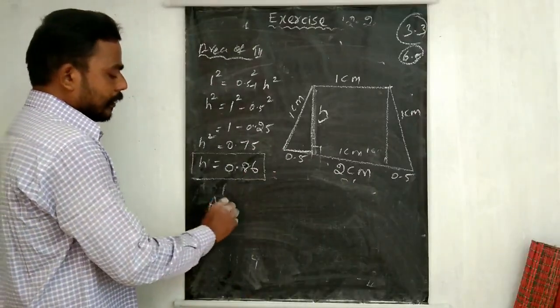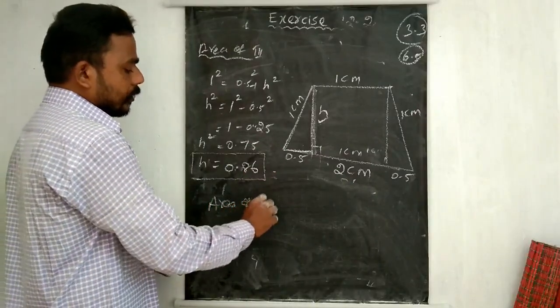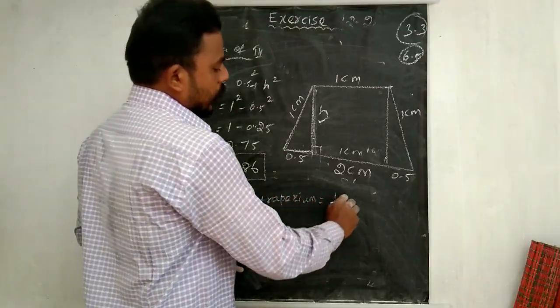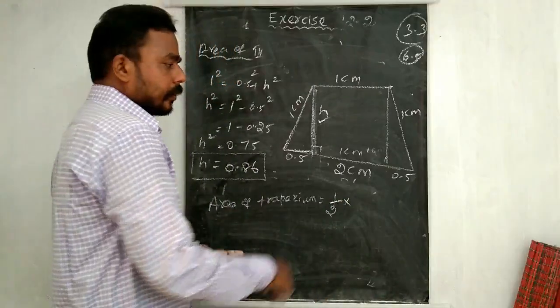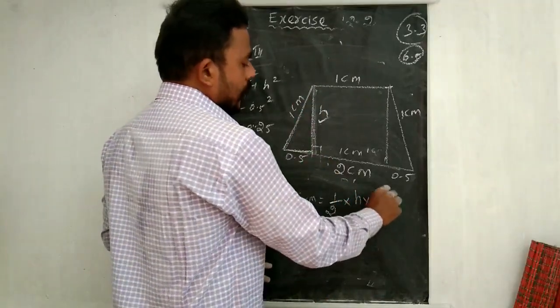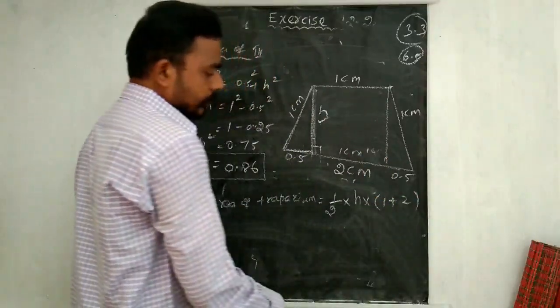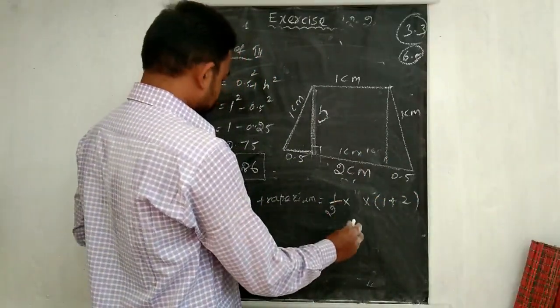So area of trapezium is 1 by 2 into height into sum of the parallel sides. So 1 plus, and here the H value is 0.8.